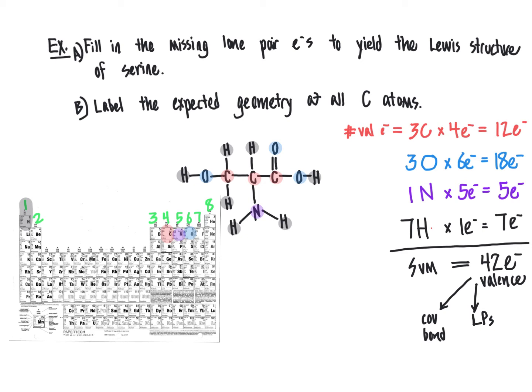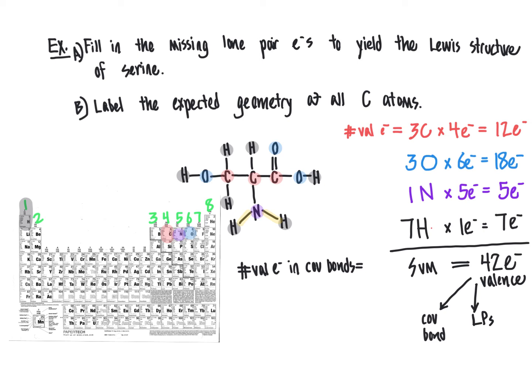Now what we do next is we calculate the number of valence electrons that are in covalent bonds, because those are electrons that have already been used from this total number of valence electrons. So those are electrons that won't be available to bring in as lone pairs. So number of valence electrons in covalent bonds will count the total number of covalent bonds in this molecule and multiply it by 2, because each covalent bond brings in 2 electrons.